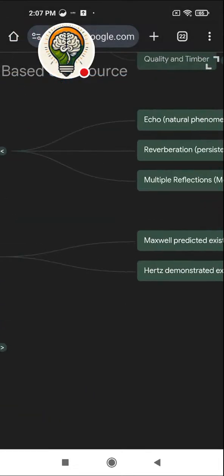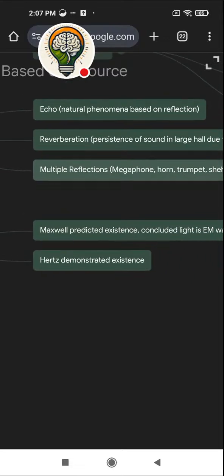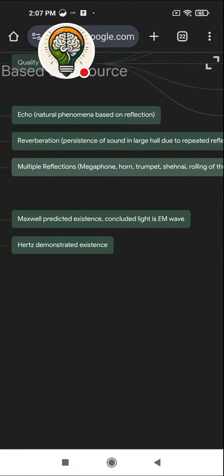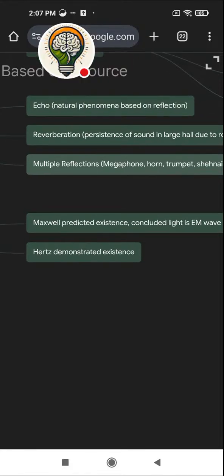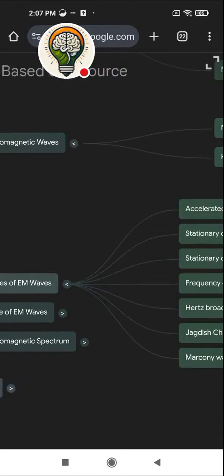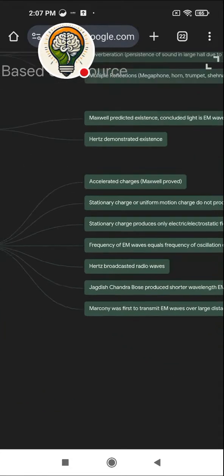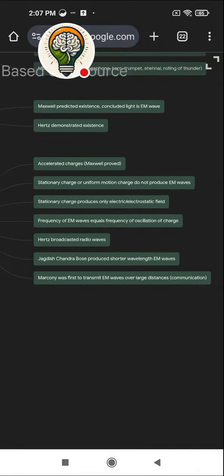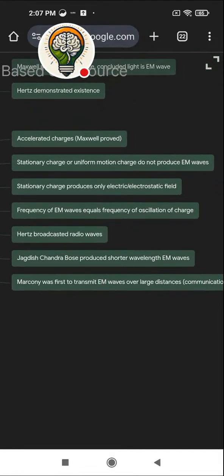Electromagnetic waves: Maxwell predicted the existence and concluded light is an electromagnetic wave. Hertz demonstrated the existence. Then the source of electromagnetic waves: an accelerated charge, as proved by Maxwell. Stationary charge and uniformly moving charge do not produce EM waves. The frequency of the EM wave equals the frequency of oscillation of the charge.